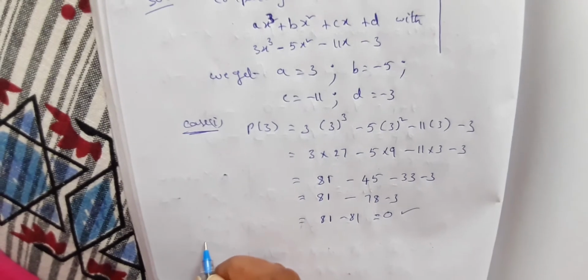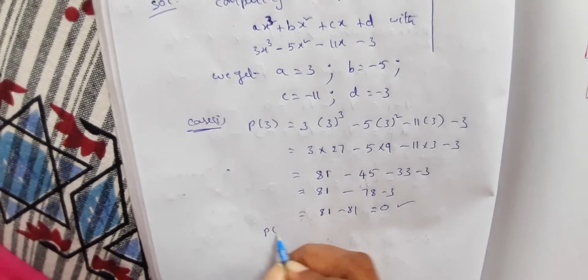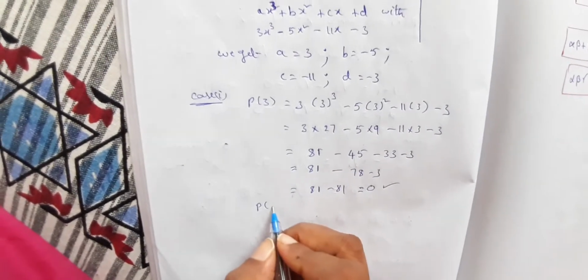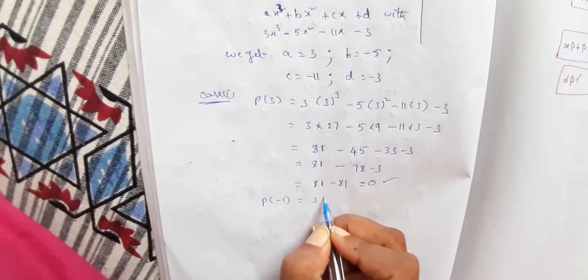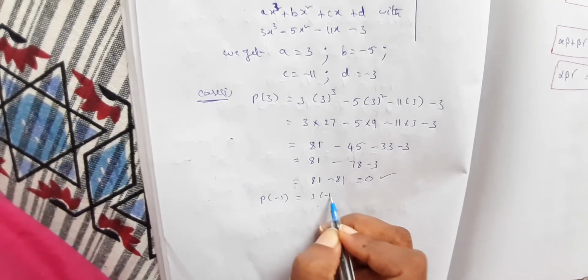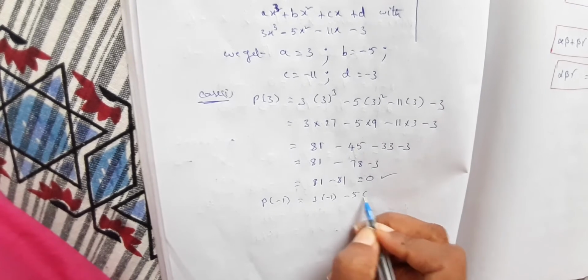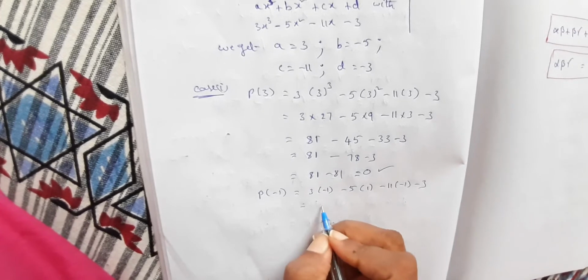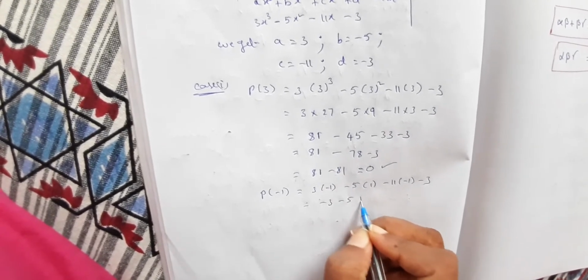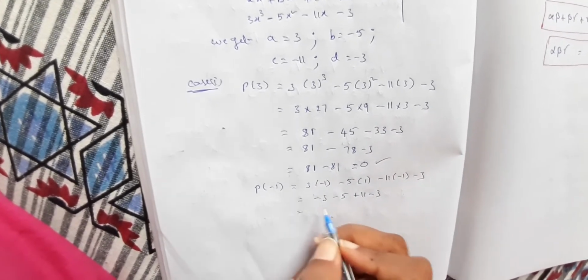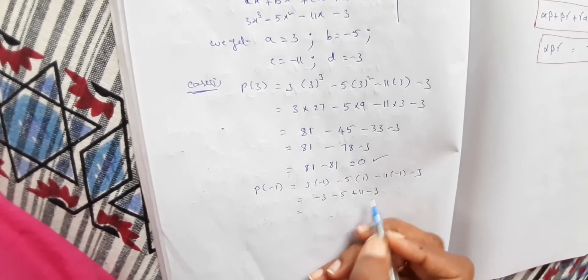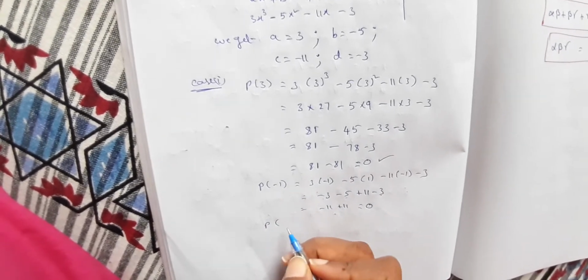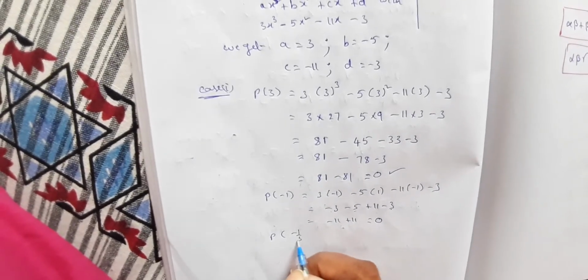So similarly, the second one. What is the number given? p of minus 1. So 3 into minus 1 whole cube is minus 3, minus 5 into minus 1 whole square is 5, minus 11 into minus 1 is plus 11, minus 3. So this is minus 3 minus 5 plus 11 minus 3. Minus 3 minus 5 is minus 8, minus 8 minus 3 is minus 11, plus 11. So this is 0.